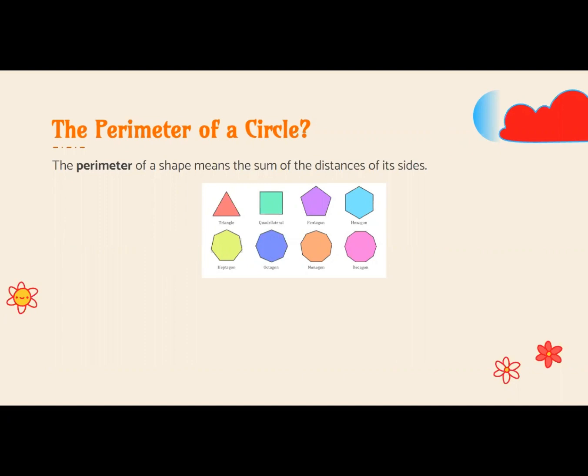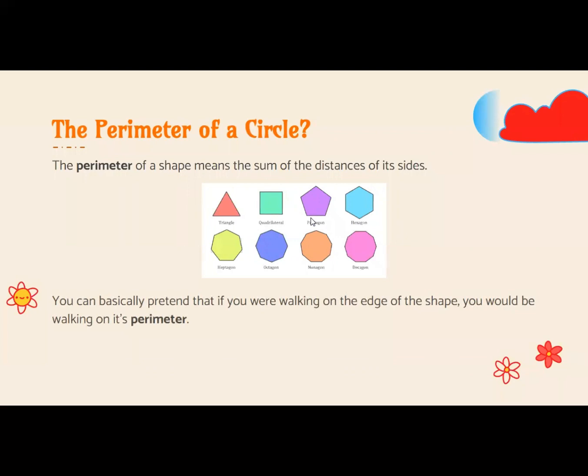Okay, so can we do that with a circle? By our definition, a circle has either 0 or infinity sides, right? So how can we measure any of the sides, and how can we even figure out how to do this in the first place? Okay, let's not worry about that for now. But you can also basically pretend. Let's semi-informally define the perimeter. Let's say you were walking on this triangle. You started at this point, the tippy top, right?